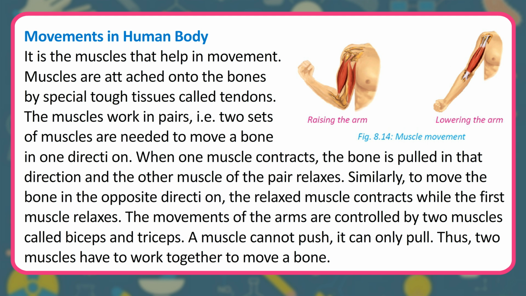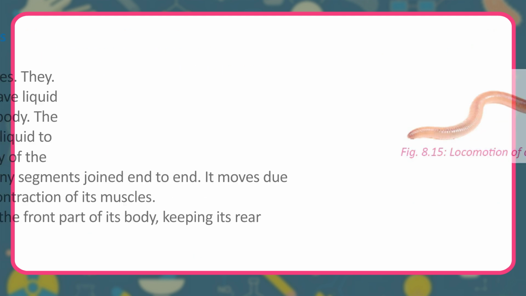Similarly, to move the bone in the opposite direction, the relaxed muscle contracts while the first muscle relaxes. The movements of the arms are controlled by 2 muscles called biceps and triceps. A muscle cannot push, it can only pull. Thus, 2 muscles have to work together to move a bone, raising the arm, lowering the arm.